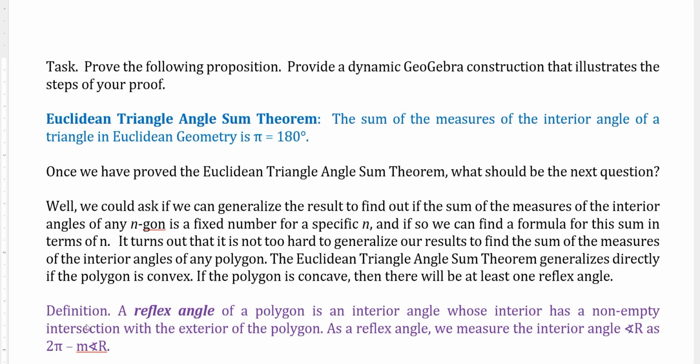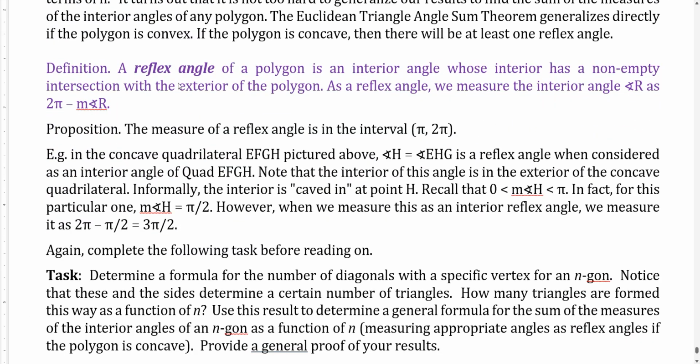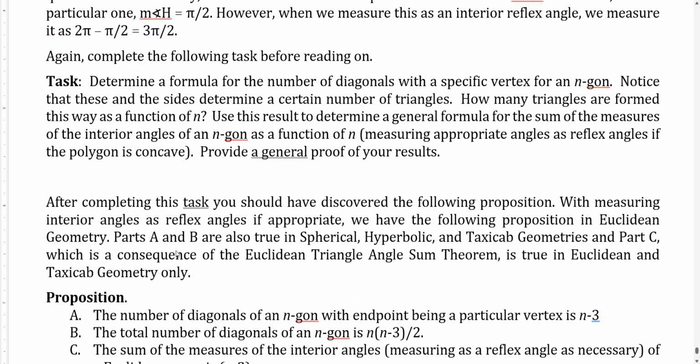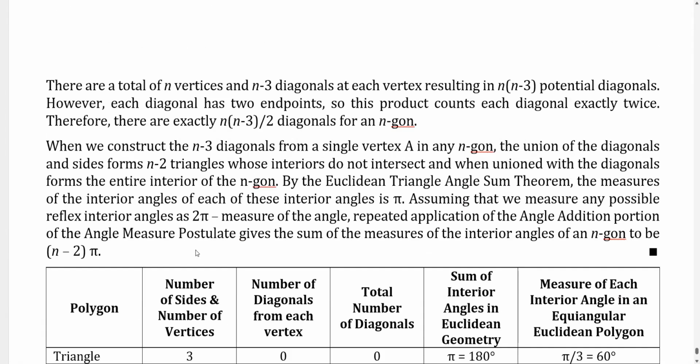So that was a situation that didn't really show up with Euclidean angles, but this talks about how we can do that. Reflex angles will be in the interval from pi to 2 pi, or 180 degrees to 360 degrees. Okay, and so here's an interesting task for you. What is the number of diagonals of an n-gon? Let's just look at it from a table here.